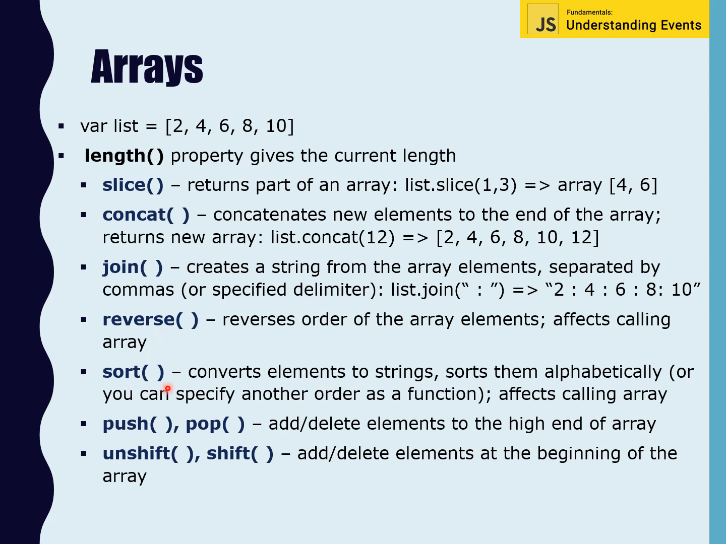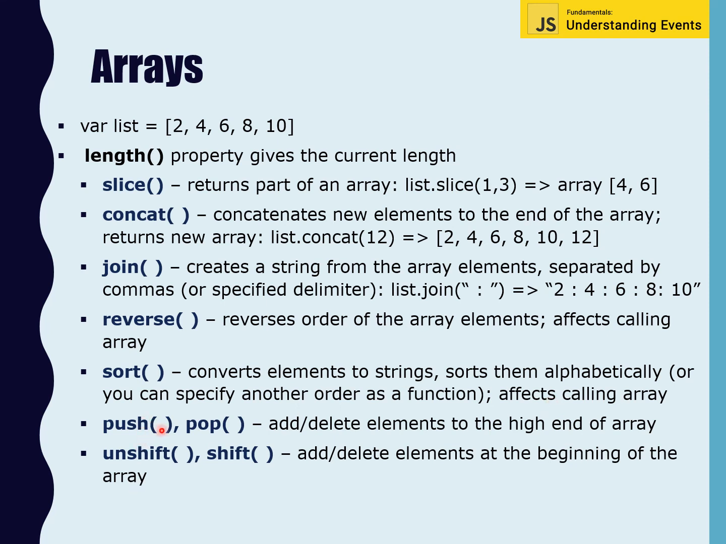Then sort. Sort converts the elements to strings and sorts them alphabetically, or you can specify another order as a function of its calling array. If you are using list.sort, it will arrange the numbers normally in ascending order. By default, it produces the result in ascending order. If you want to change the order, you can specify it in the function.